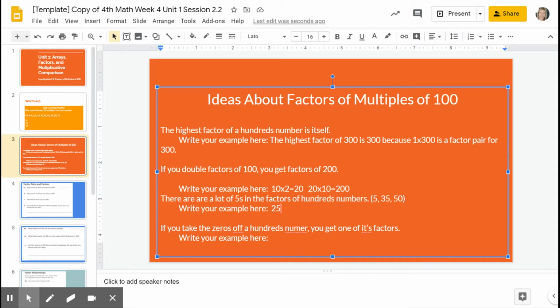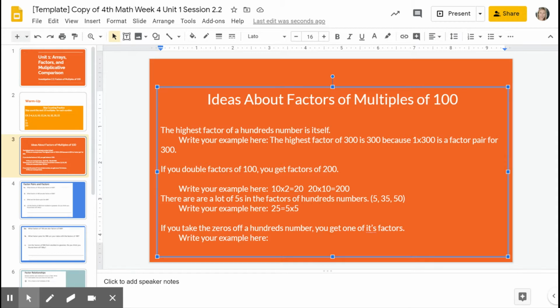Now, it doesn't have to be 100 exactly. It said hundreds numbers, so those are the multiples of 100. You could pick a bigger number than that too. And it says there's a lot of 5s in the factors of hundreds numbers. Well, look, I picked 25, and for sure, even just in the number, it has a 5. Also, to get 25, I could multiply 5 times 5. Yep, there's a lot of 5s in there. Go ahead, and when you're done with this, you'll pick another factor of a hundreds number and show all the 5s involved in it.